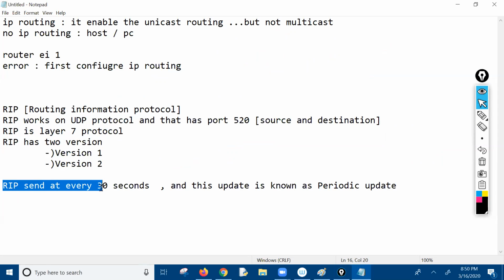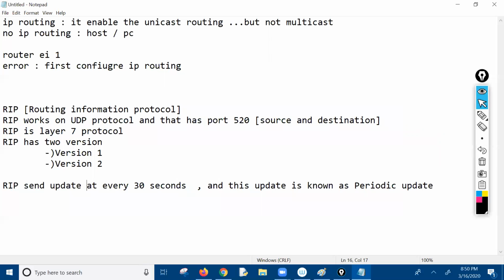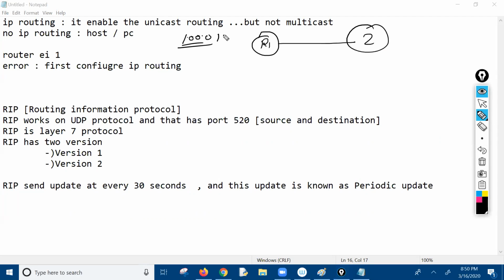It has two versions, version 1 and version 2, that we'll discuss. Then RIP sends an update every 30 seconds, and this update is known as a periodic update. Now, what does periodic update mean? For example, there are two routers, R1 and R2, and R1 has the 1.0.0.0/8 information, and we are going to run RIP over there. And 2.0 is also there behind R1.